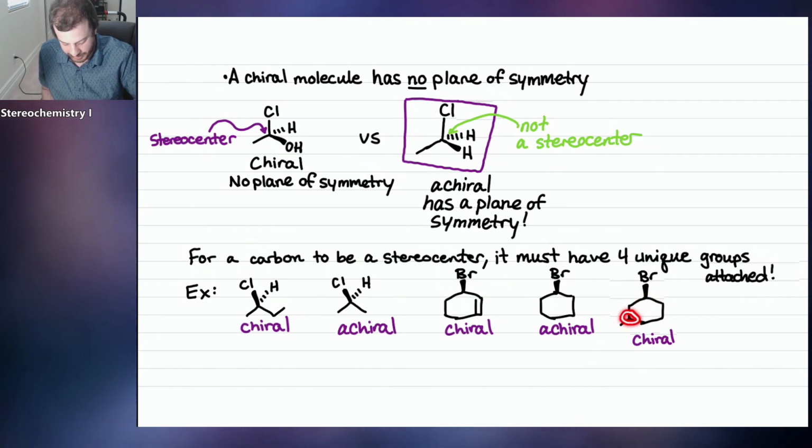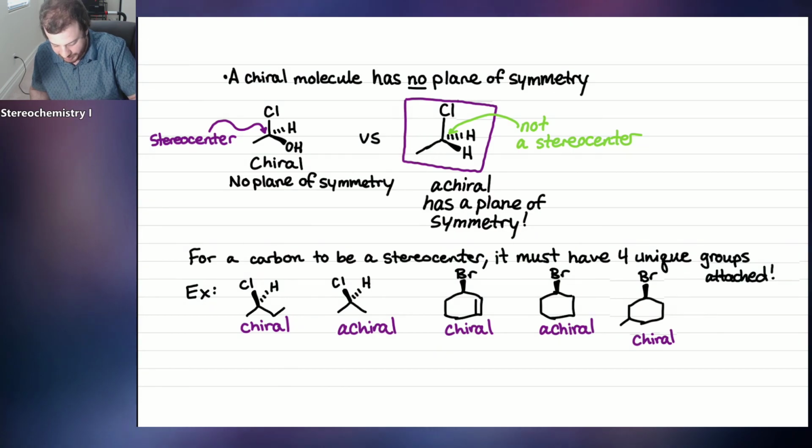Notice this is a stereocenter even though there's no wedge or dash here. It's not required to have a wedge or dash. All you need for a stereocenter is 4 unique attachments. The wedges and the dashes kind of help you focus on what part of the molecule you might want to consider.